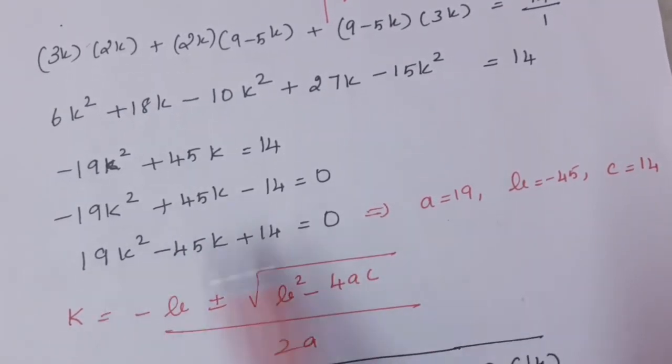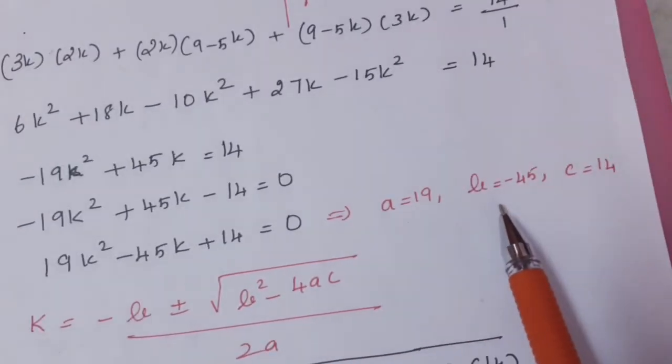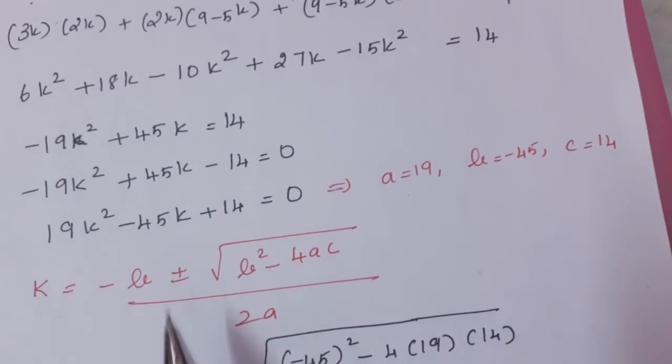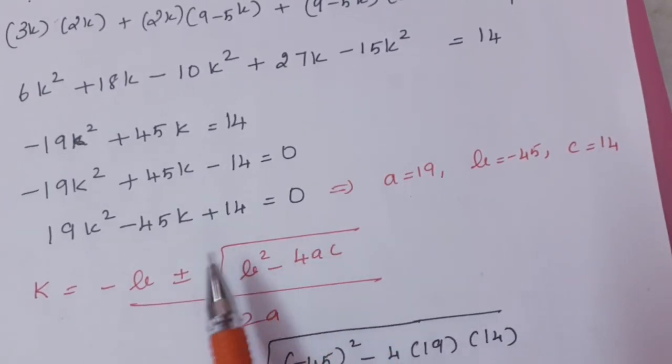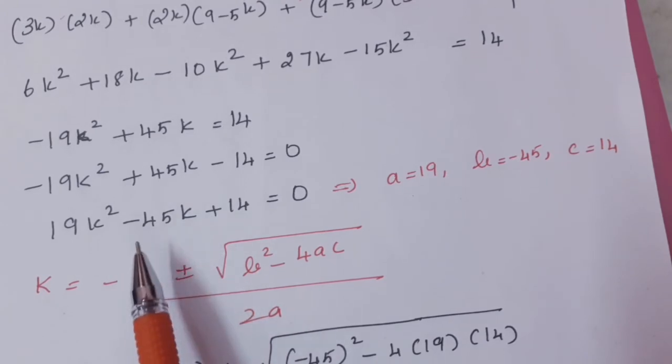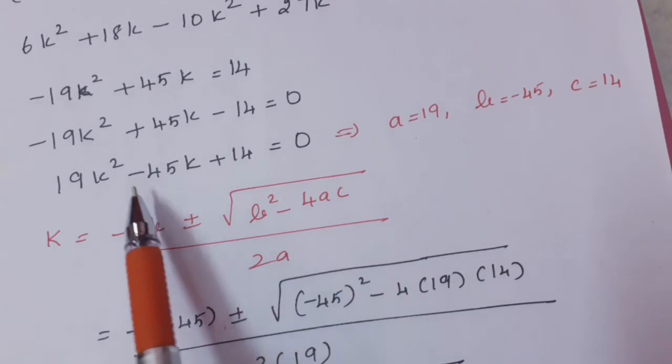Here what is our a? A equal to 19, b equal to minus 45, c equal to 14. So you can use either the factorization method or the formula method. If the numbers are very big, using the formula method is very easy for you. What is the formula? Recall the formula.